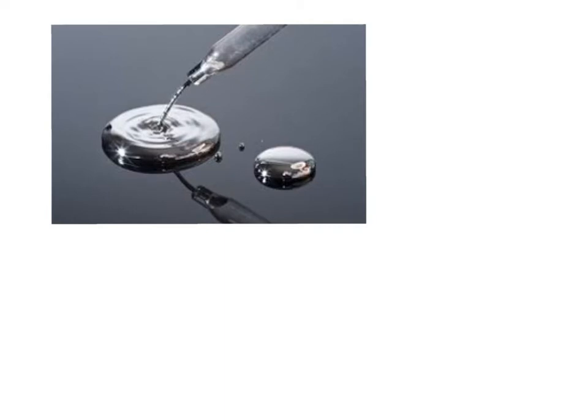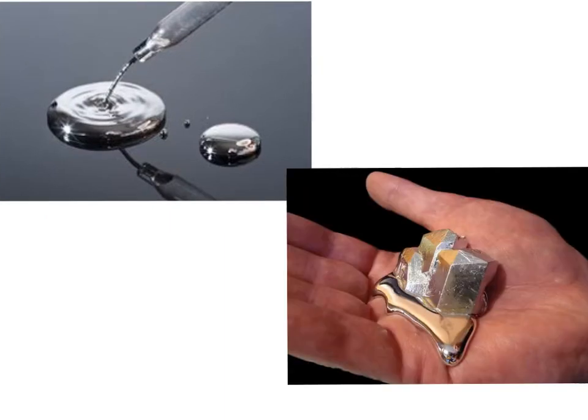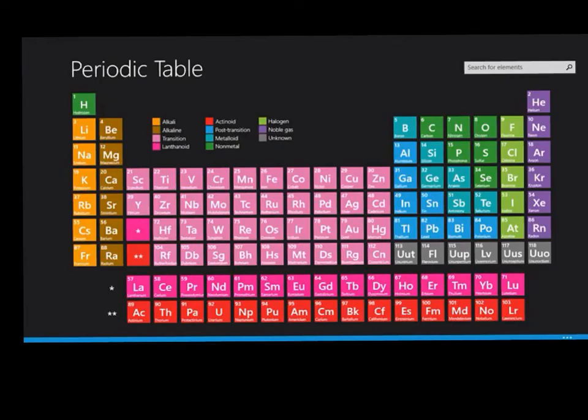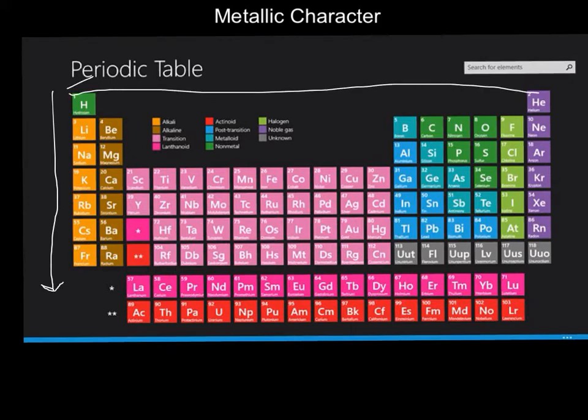Mercury exists as a liquid, but cesium and gallium both melt just above room temperature. That's gallium. I wouldn't advise putting cesium in your hand. The more an element exhibits these properties, the greater its metallic character. And metallic character increases as you move down a group and as you move from right to left across a period.